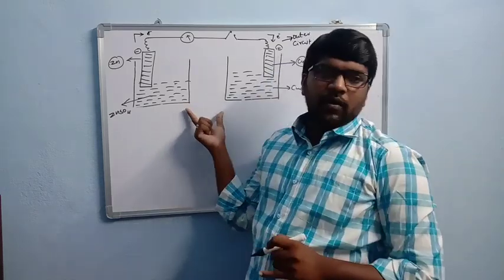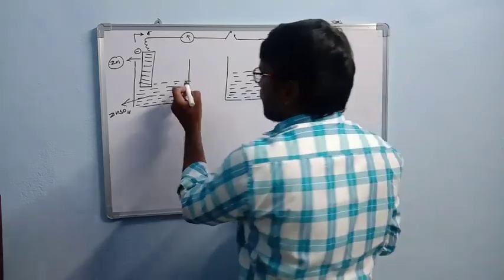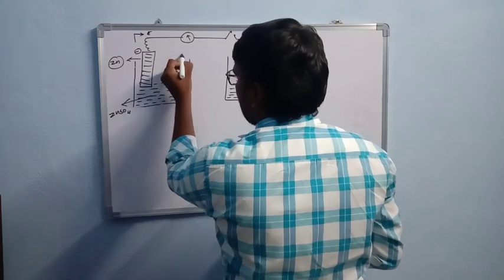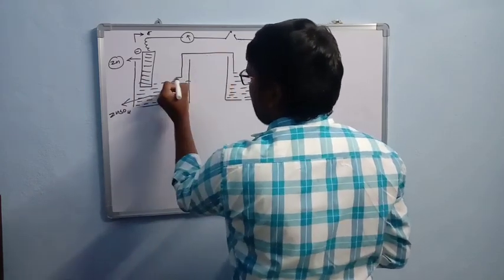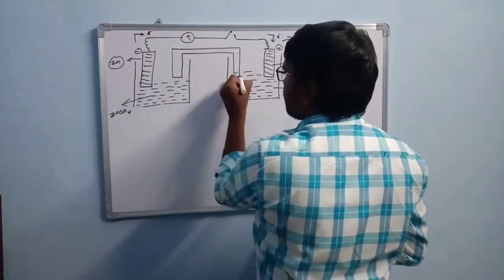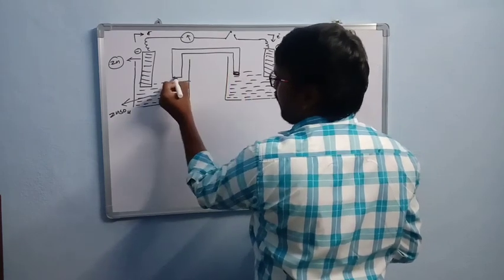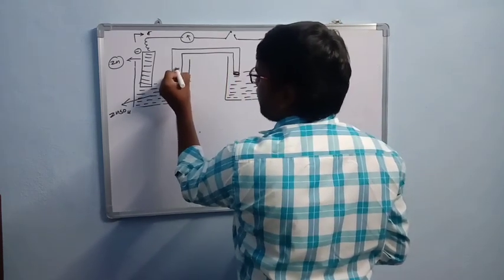Now to connect these two cells, you use another component, which is called a salt bridge.